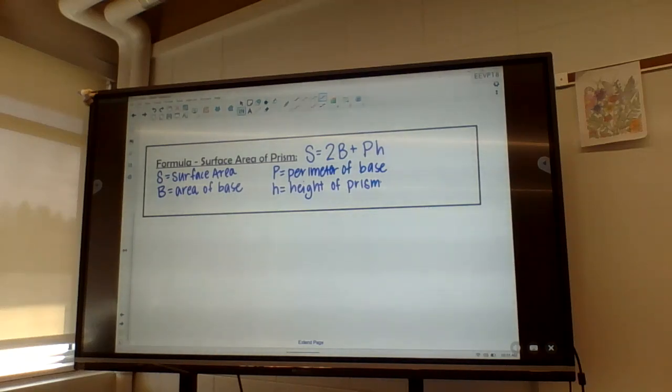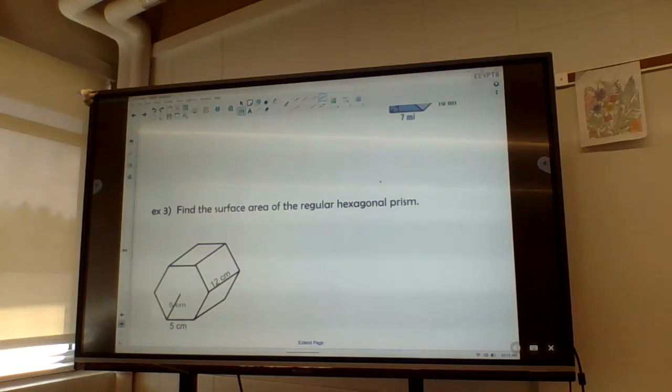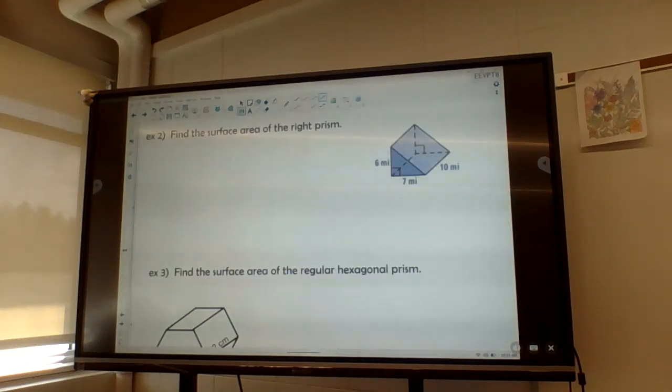And like I said, I think we'll probably break this into 2 days. We'll do prisms and then cylinders separately. Okay, so we'll probably do these 2 examples, and then wait for cylinders.